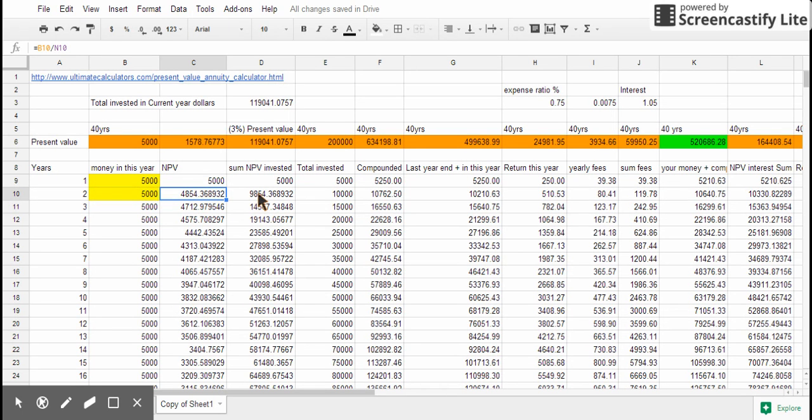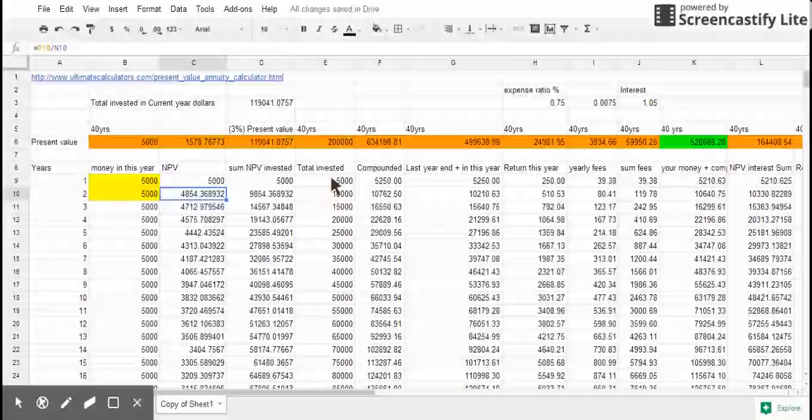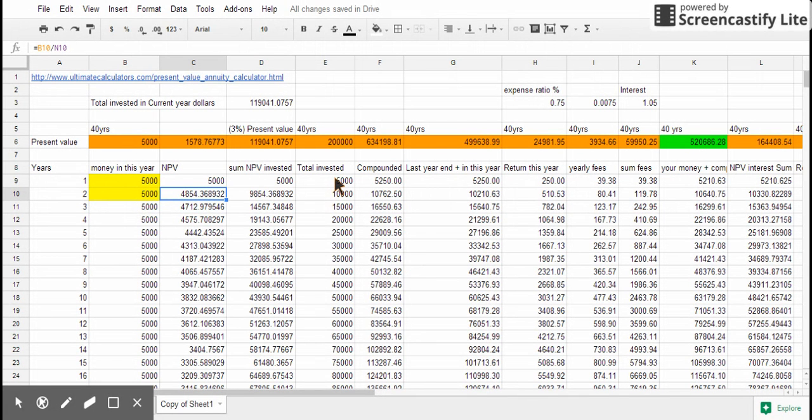You divide that by the inflation rate, and it gives you a present value. And then this column shows you the sum of the present value of all the money that you invest. So you just take into account the cell above and that year's present value, and it gives you that total net present value of money invested. This column just adds up the total amount of your money invested, not taking into account inflation.